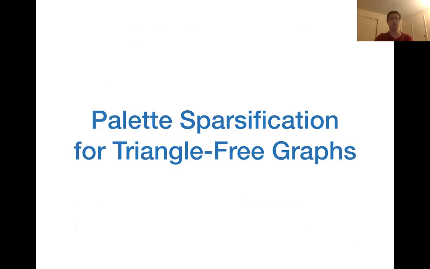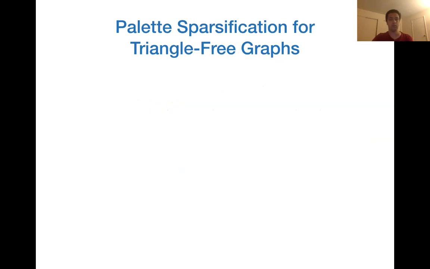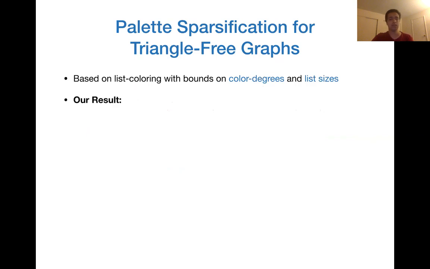Now, finally, let me tell you a bit about the triangle-free graph also. Again, what we want to prove is that if we sample delta to the gamma plus a square root n colors for each vertex from a list which is this time much smaller, this is delta over log delta, as opposed to roughly delta, and if our graph is triangle-free, then we can color the graph with high probability. And this is, again, based on a list coloring result.